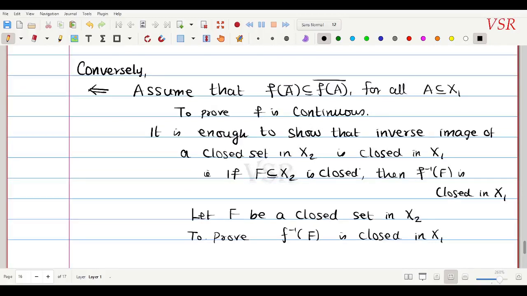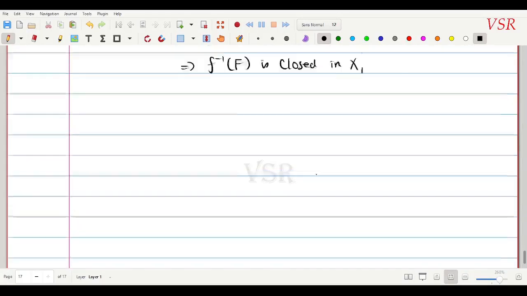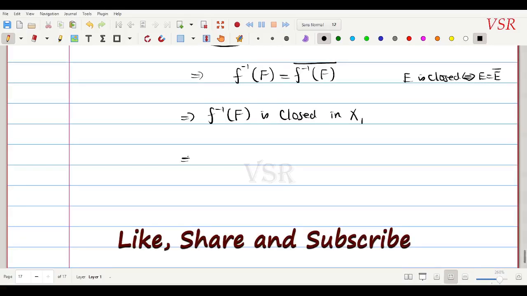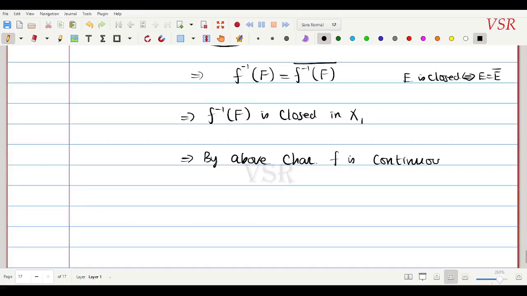F கண்டினியூஸ்னு ப்ரூவ் பண்ணணும். அதுக்கு பதிலாக நான் இன்வர்ஸ் இமேஜ் ஆஃப் க்ளோஸ் செட் இஸ் க்ளோஸ்ட்னு ப்ரூவ் பண்ண போறேன். ஸோ F-ன்னு ஒரு X2-ல ஒரு க்ளோஸ் செட் எடுத்துருக்கேன். Then we have shown that F inverse of F is closed in capital X1. So this implies that, by third characterization, by above characterization, F is continuous. Okay, so we have proved the converse part also.